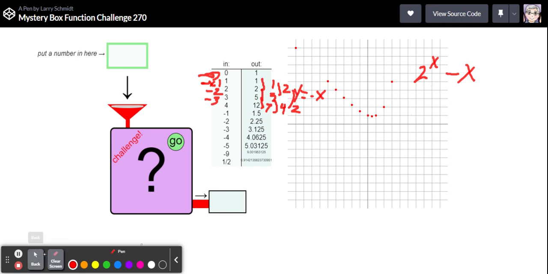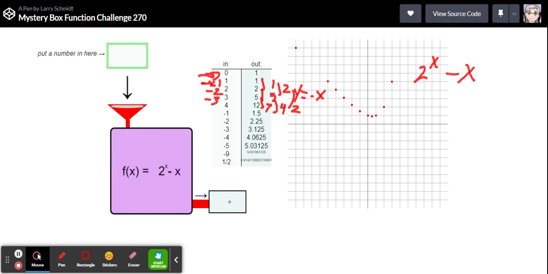Oh my goodness. Well, that is extremely difficult. I think we probably have this. I'm going to reveal that. Yeah, 2 to the x minus x. So let's go ahead and graph that. That is a funny looking graph. It looks like two graphs kind of stitched together.